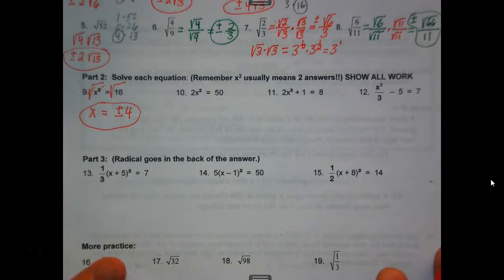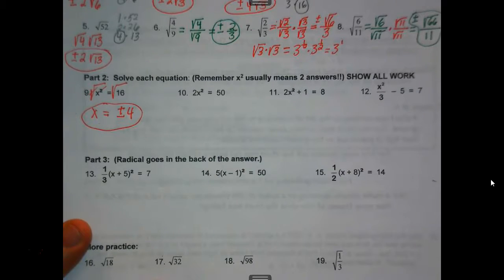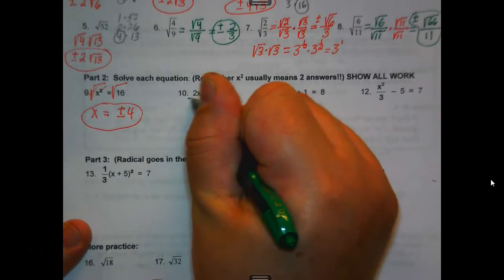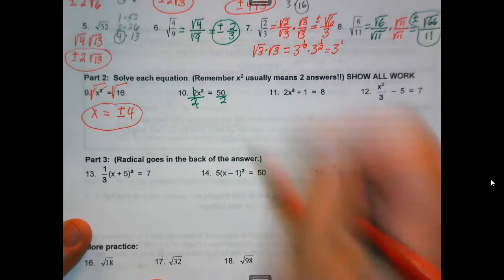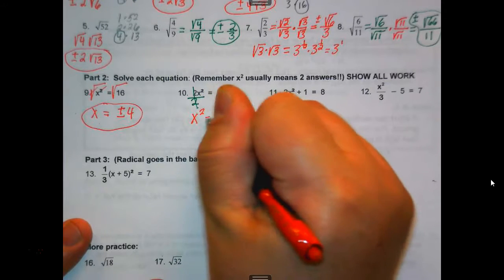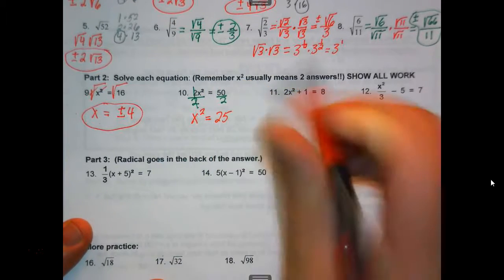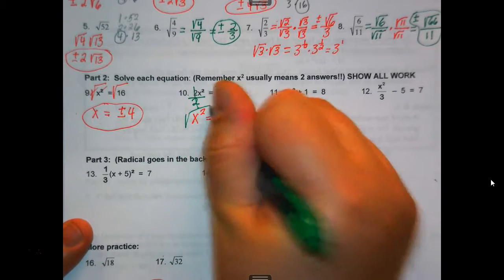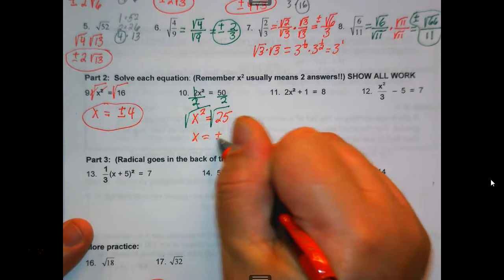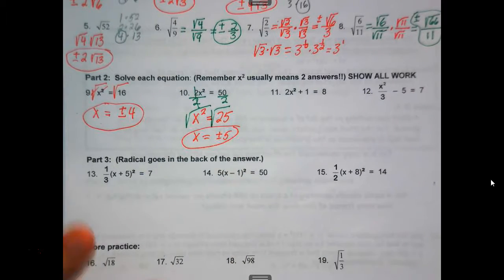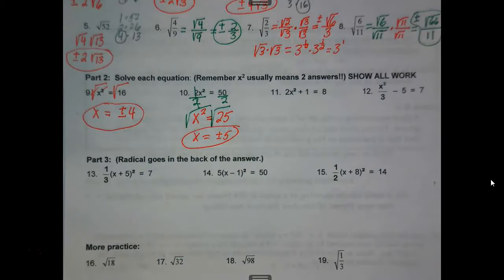Okay, here comes the fun stuff. Coming down the pipeline. I have to get x squared by itself, so I'm going to divide both sides by 2 first. Right. Not just 5, but plus or minus 5. How about number 11? This is where the stuff starts getting funner.